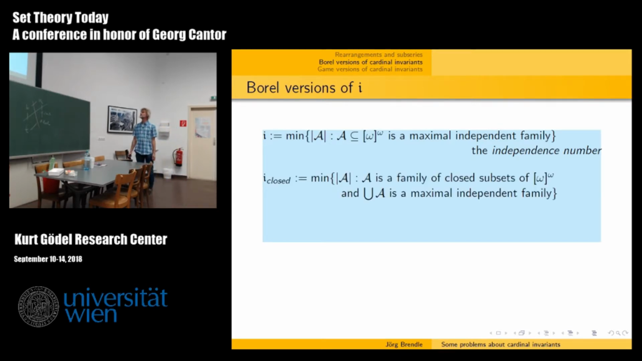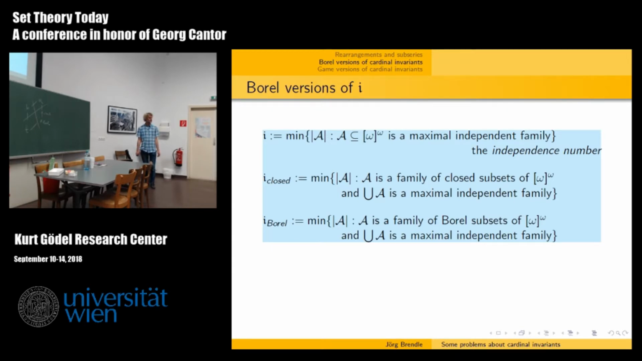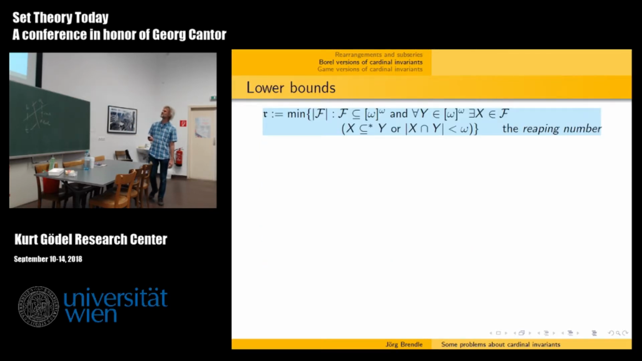Now, of course, we can just do the same thing like we did before for A. We can define I closed and I Borel. So instead of asking for a maximal independent family, we ask for a family of closed subsets of omega to the omega such that their union is a maximal independent family. So of course, each of these closed sets must also be independent, and so on. And similarly for Borel. Again, we get this obvious inequality, and we can again ask whether these cardinals are equal. Now, unlike for the situation here, I actually know nothing about this question. But I find it interesting.